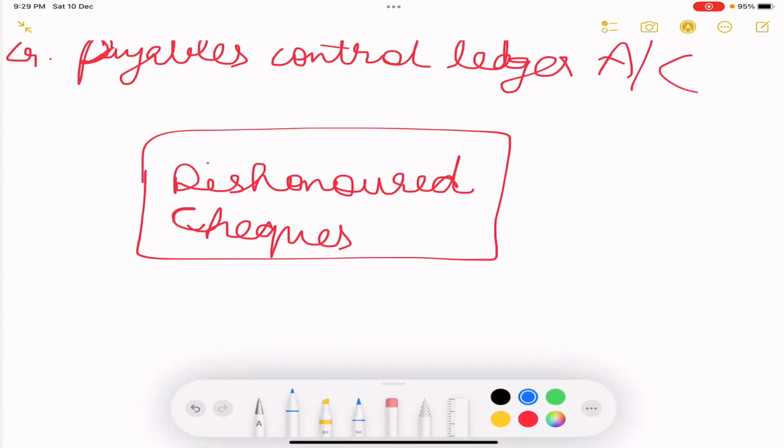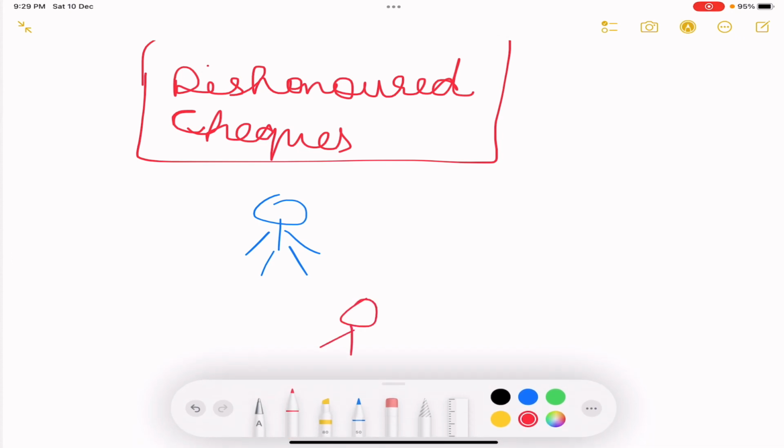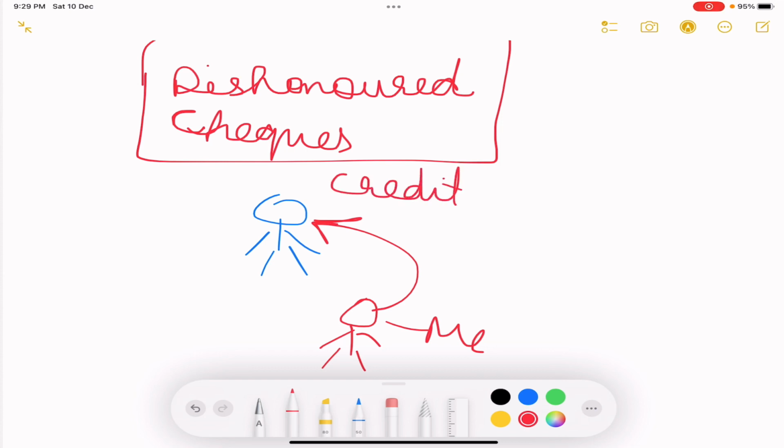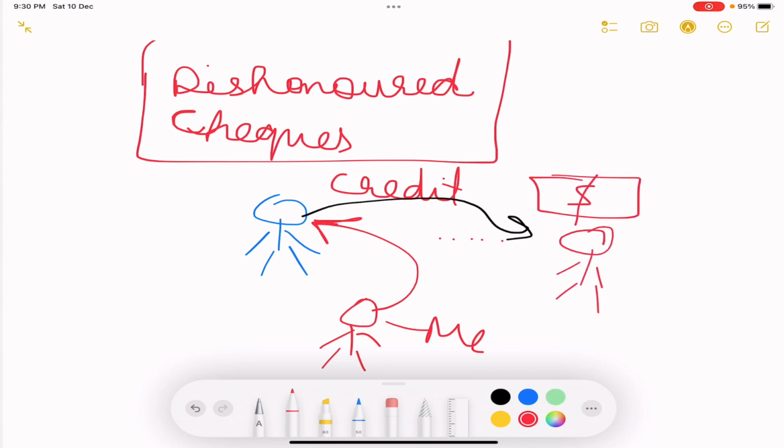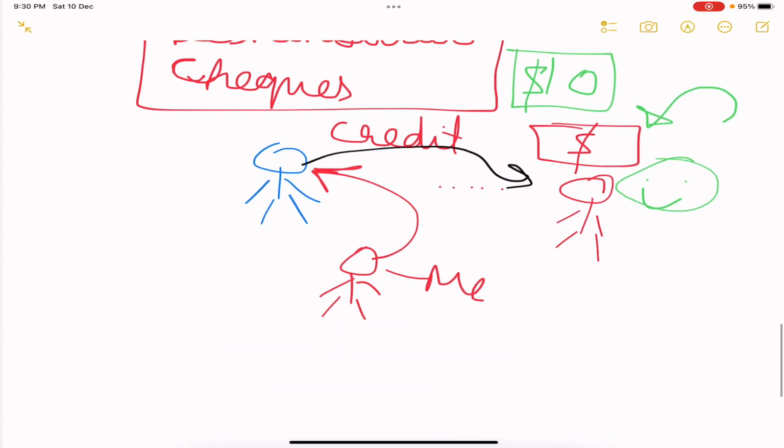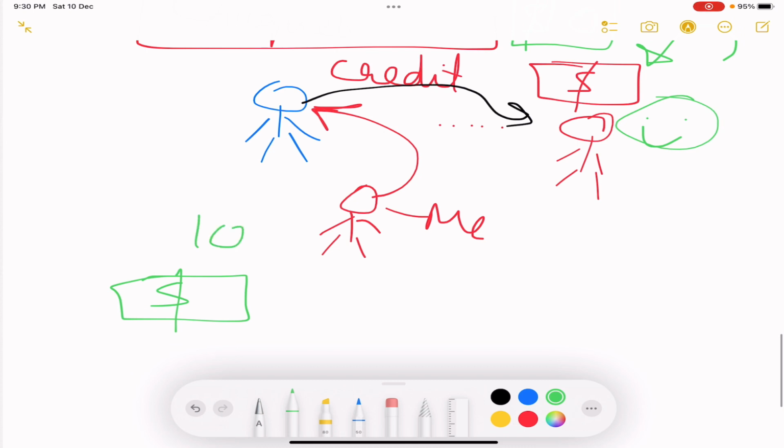Let's say there was a guy, okay, and this is me. Give me a second. This is me, and I gave him a credit sale. So after a few days, this guy came to me and he gave me a check. And I became very happy that he gave me the check, and I went to the bank to deposit the check, let's say of $10. He finally made the payment. So one of my receivables finally made his payment. I became happy seeing the check and I took it to the bank. So I went to the bank and I deposited the $10 check in the bank.